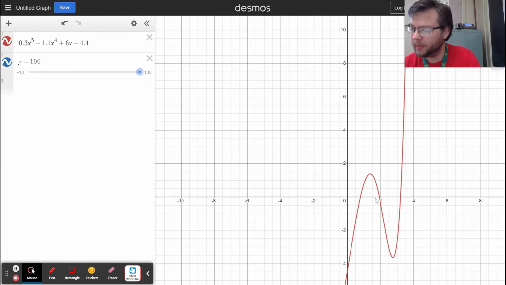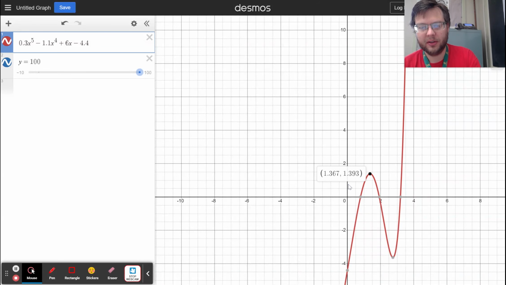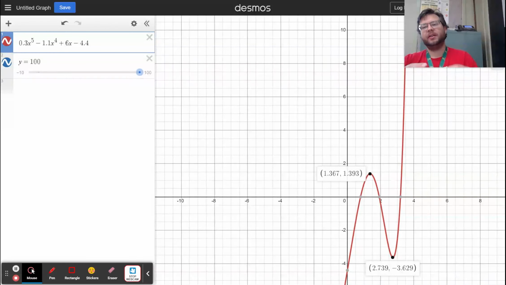And it wants to know the local maximum. So this point is the highest it gets in 0 to 3. So that's my maximum. Give both of the coordinates. The maximum is 1.367, comma 1.393. And this point's called the local minimum down there. Notice I call them local because they're not bigger than all other points on the graph. If I zoom out, the graph keeps going up and it keeps going down. But they are bigger than all the other points that are nearby. So they are local maximum and local minimum.